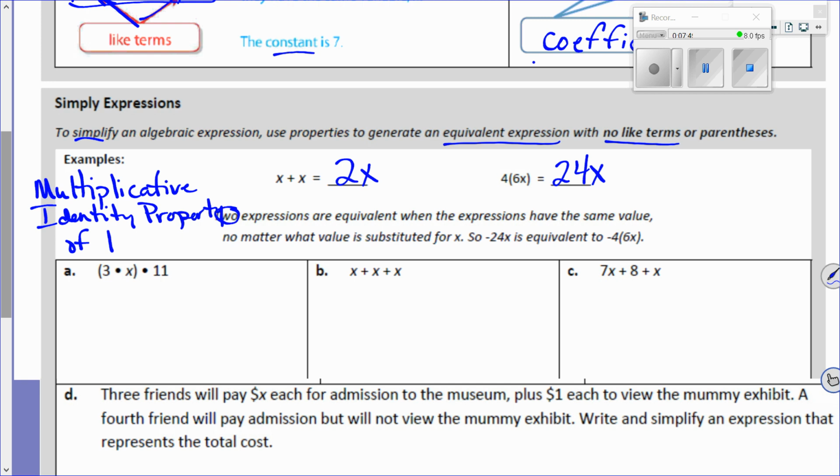Two expressions are equivalent when the expressions have the same value, no matter what that value is. So what I'm doing is putting together the pieces that I can. So if I have 3 times x times 11, how could I simplify that by putting these pieces together? What can I put together? 3 times x times 11. Which pieces could I put together? Sean?